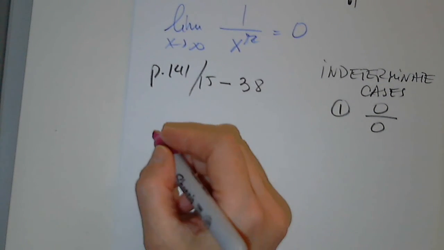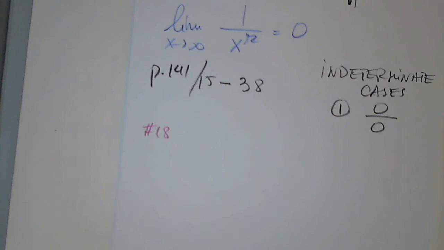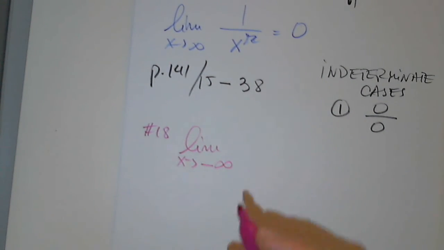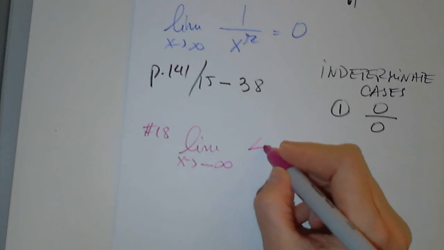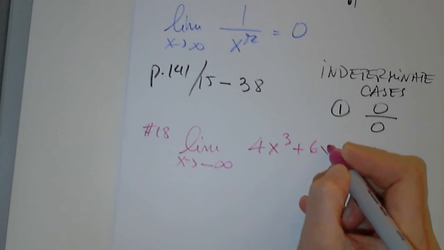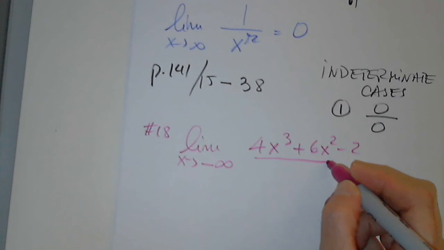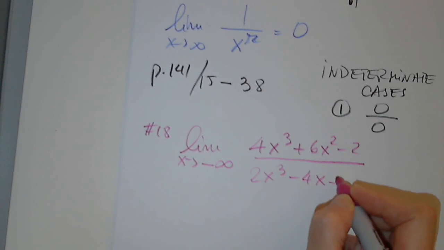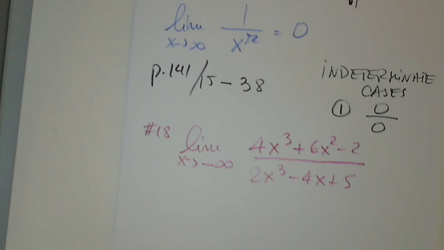Let's start with an easy one like 18. Is that okay? And then you choose. You're next. So we have the limit as x approaches negative infinity of 4x cubed plus 6x squared minus 2, everything divided by 2x cubed minus 4x plus 5.